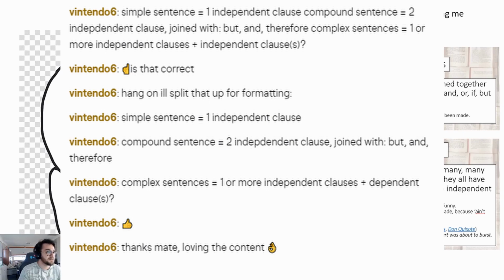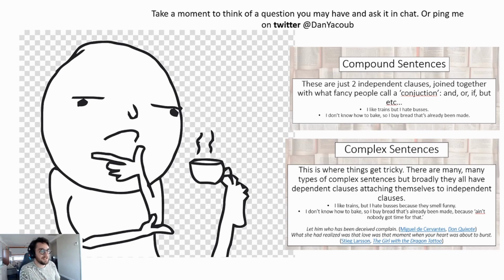Okay. Simple sentence. I've got a question here from Vintendo. Hey, Vinny. Simple sentence equals one independent clause. Compound sentence equals two independent clauses joined with "but" and therefore, complex sentences equals one or more independent clauses and, no. Yes. Yes. Yes. Essentially that is right. So a compound sentence is two independent clauses joined with a conjunction. Complex sentences are one or more independent clauses plus dependent clauses. Usually it's one independent clause plus multiple dependent clauses.